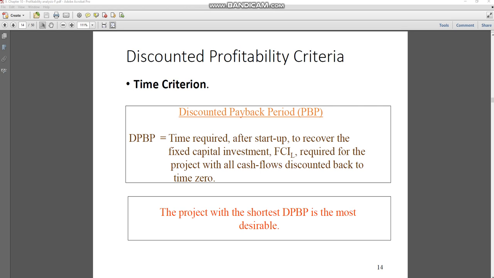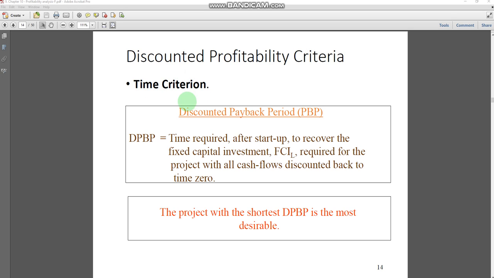Assalamu alaikum everyone. Today we continue chapter number 10, and today we will see the discounted profitability criteria, and some of the equations that we can use in terms of the time value of money.